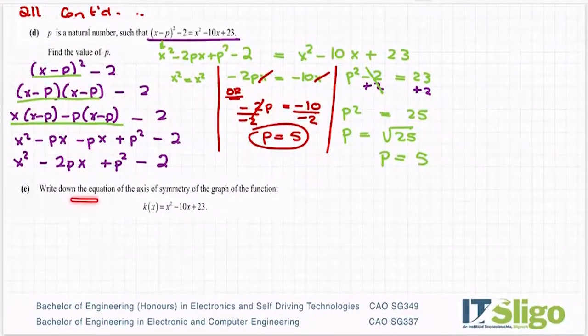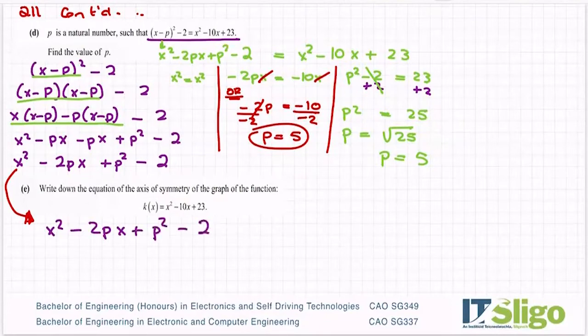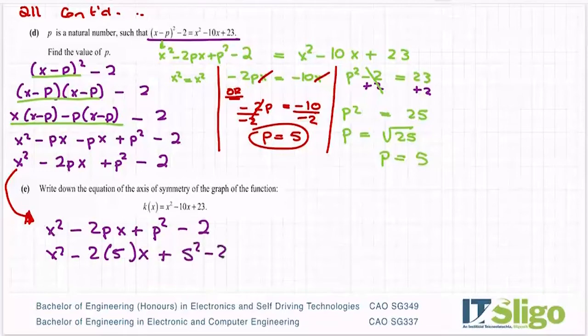Okay, this one, write down the equation of the axis of symmetry of the graph of the function k(x) is equal to x squared minus 10x plus 23. Okay, so I'm not 100% sure how this is going to work out, but I'm going to take this equation that I just found. I presume if I sub in 5 for x, I'm just going to get this value here.